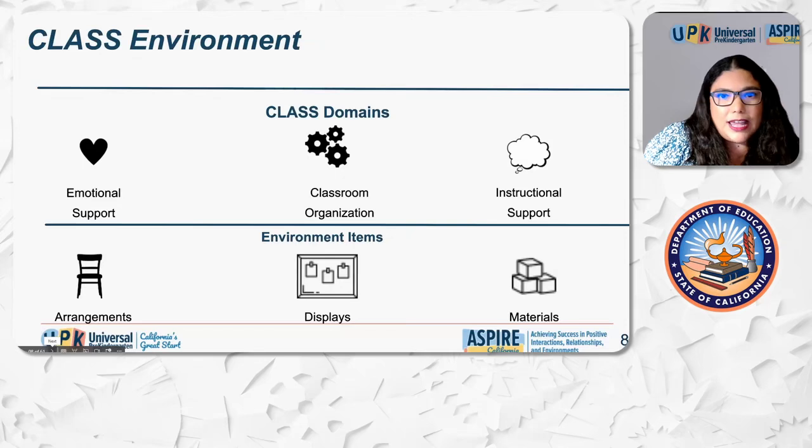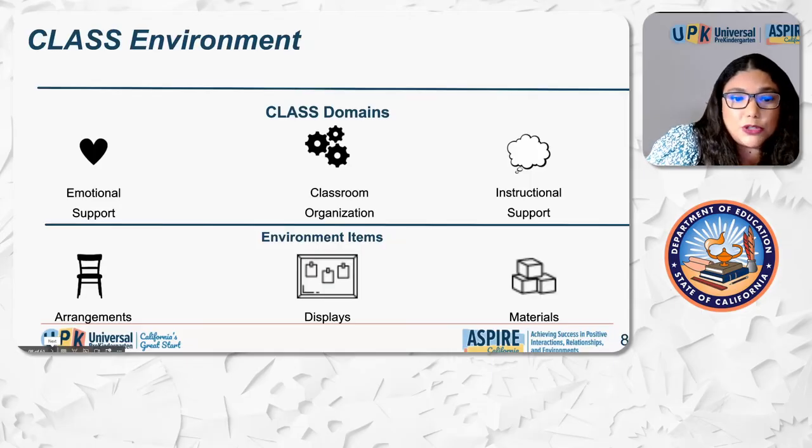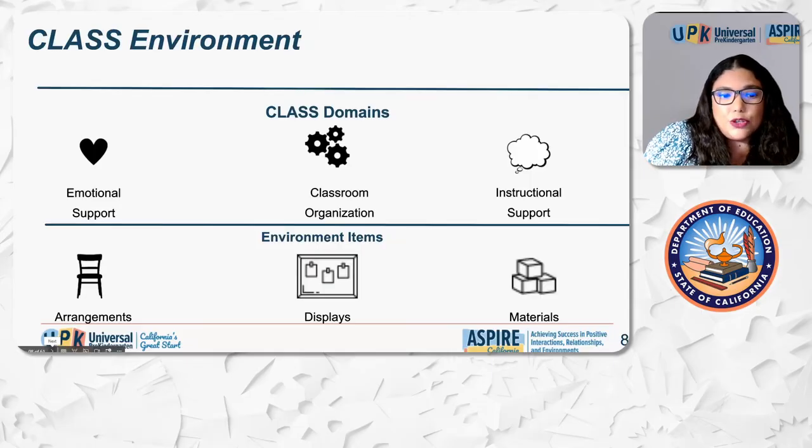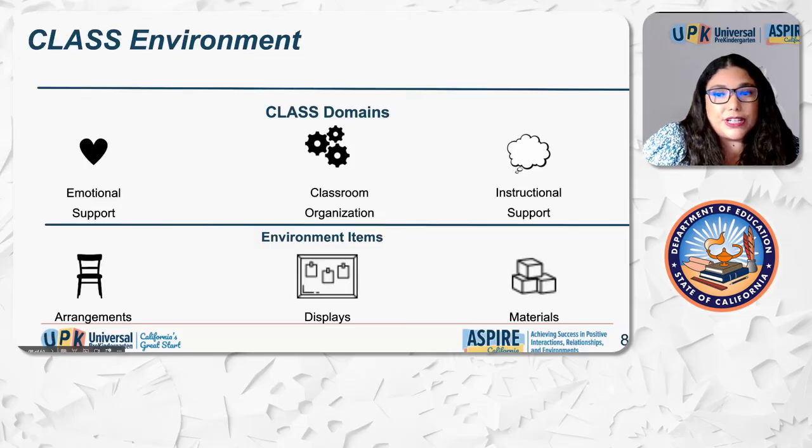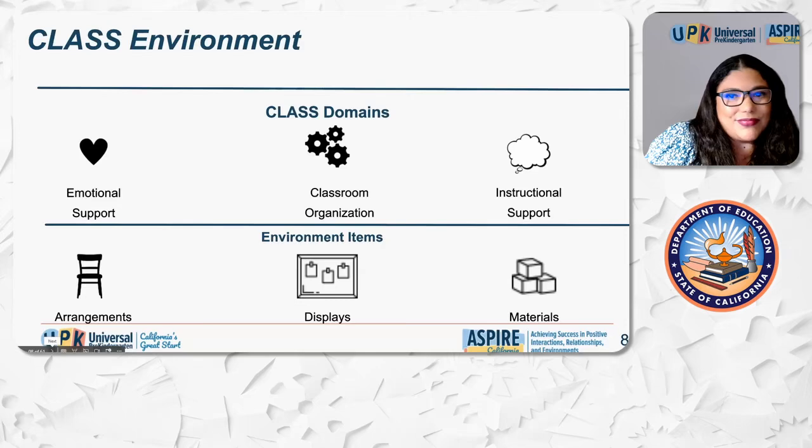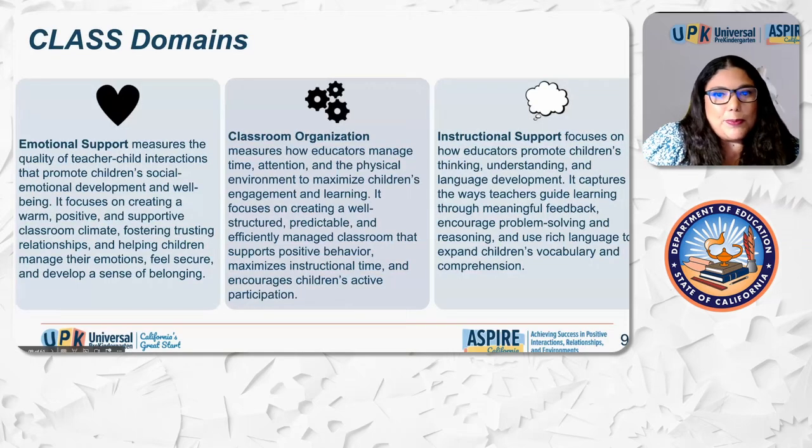So for example, if we're looking at our visual here, the heart symbol, which is under emotional support, and the chair symbol, which is under arrangements, this item is supporting that emotional support in the classroom. So you'll find these symbols throughout the entire presentation so that you can start to make those connections on how the CLASS Environment and the CLASS tool and interactions are working together. Okay, next slide.